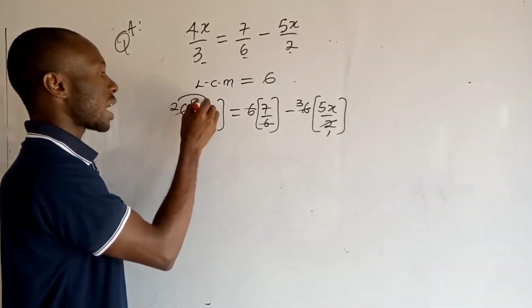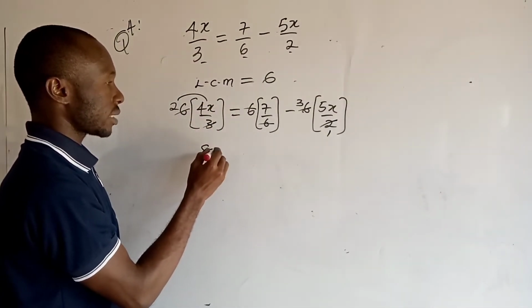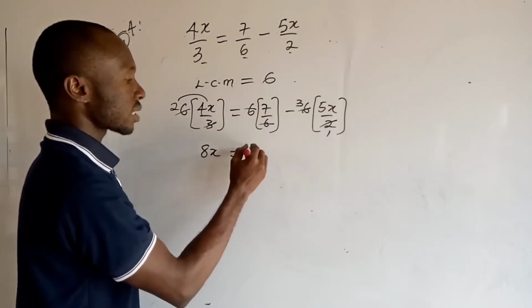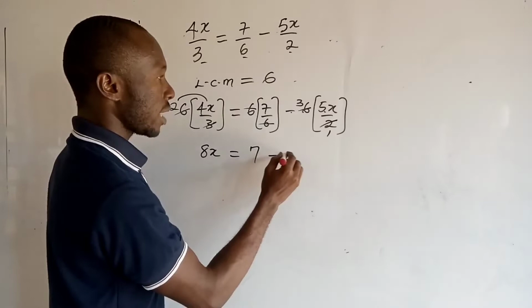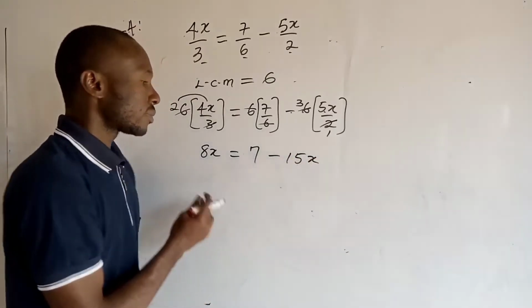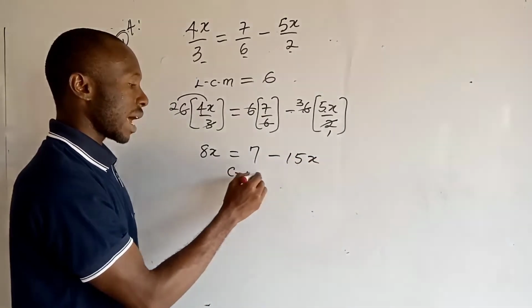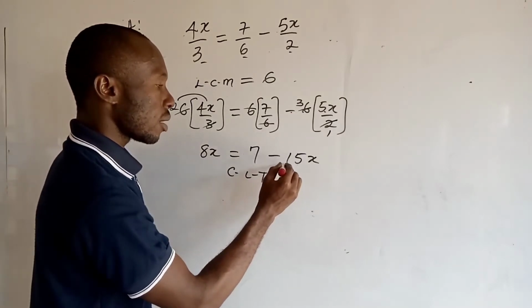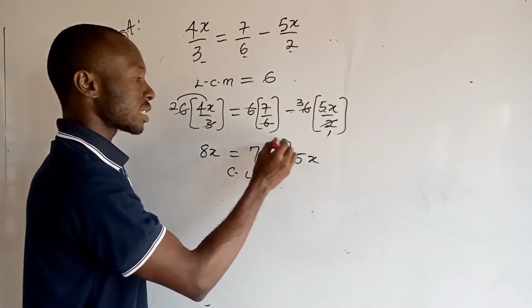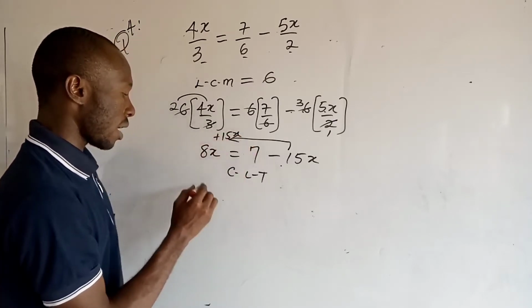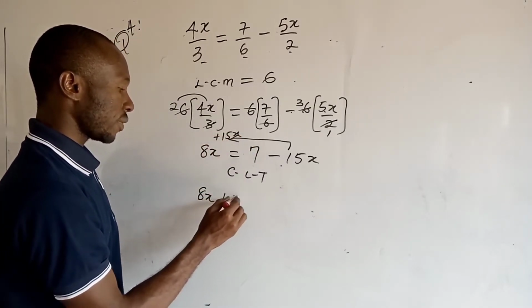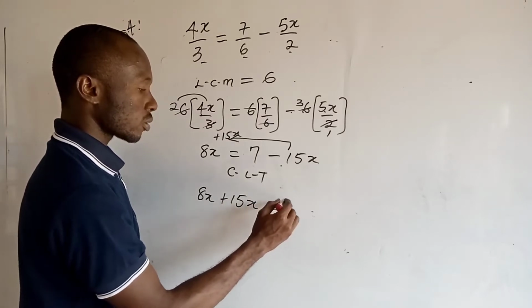You have 2 times 4x, which gives me 8x, equal to, I only have 7 here. Then minus 3 times 5x gives me minus 15x. Now the next thing is to collect like terms. So I'm going to take negative 15x to the other side of the equation, so I have positive 15x. So I have 8x plus 15x is equal to 7.